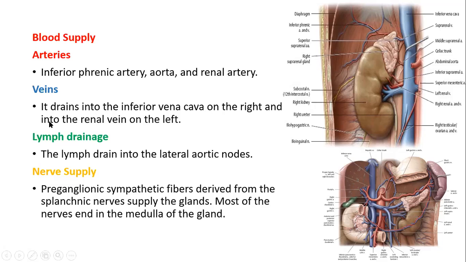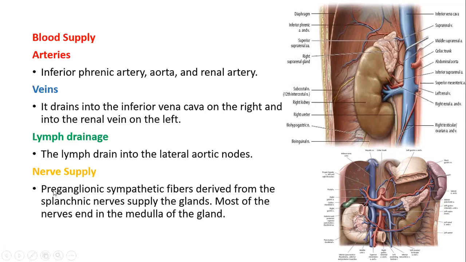Coming to the lymphatic drainage, the lymph drains into the lateral aortic nodes. So there is a group of lymph nodes just beside the aorta, and those are called the lateral aortic nodes. There are pre-aortic and para-aortic. Pre-aortic means in the front, para means beside, and the lateral or para-aortic group of lymph nodes are beside the aorta. So the suprarenal glands on either side will drain into the lateral aortic group of lymph nodes.